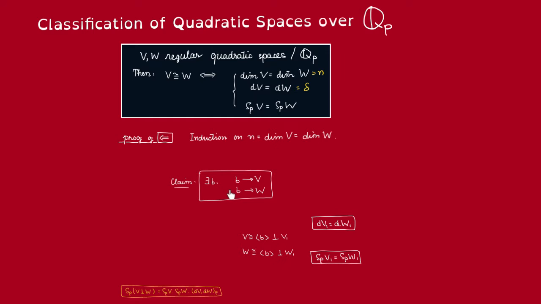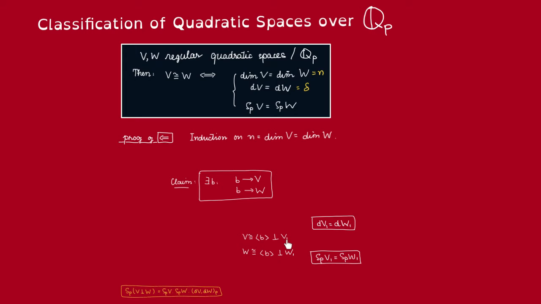So why is this sufficient? Well, because we want to use induction, right? So we want to use the same old technique that we have used in all of these inductions. We want to decompose V and W in this form. So we see that this part is already isometric. Thus, to show that V and W are isometric, we only need to show that V1 and W1 are isometric. And this is where we can use the induction hypothesis. We just need to show that the three invariants agree on V1 and W1.